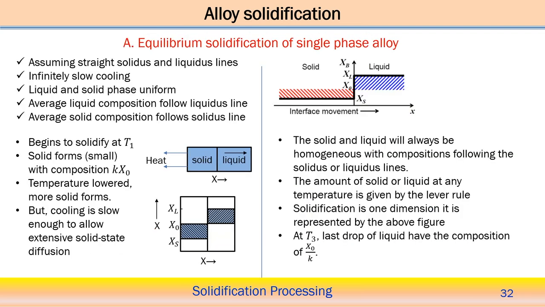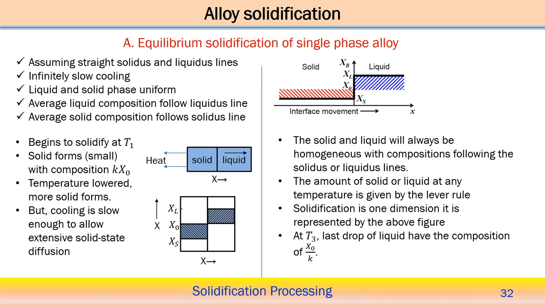So in the first, equilibrium solidification of a single-phase binary alloy, we can assume so many assumptions. First, we assume a straight solidus and liquidus line. We have seen that we are following the solidus and liquidus line as a straight line, and infinitely slow cooling is followed. So that means very slow cooling is followed in this particular case, and liquid and solid phase are uniform. We are assuming an average liquid composition follows the liquidus line in this case, and average solid composition also follows the solidus line. It means that in equilibrium condition, both are following the solidus and liquidus line when it is transforming from the liquidus temperature to the solidus temperature.